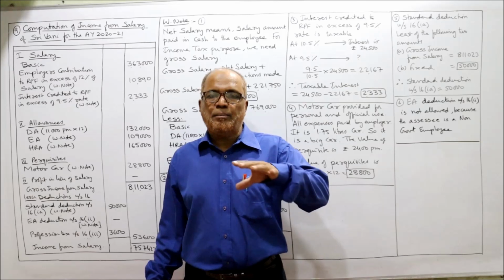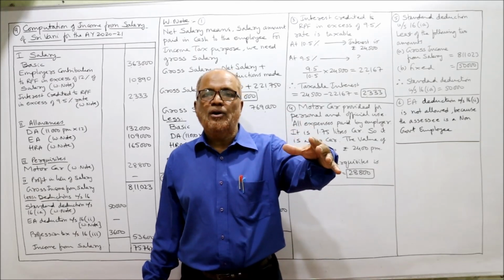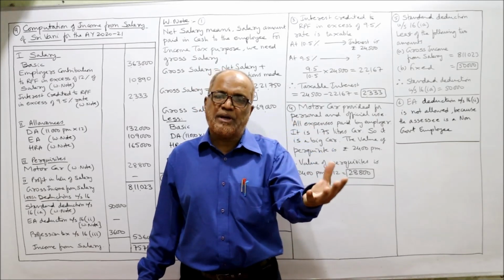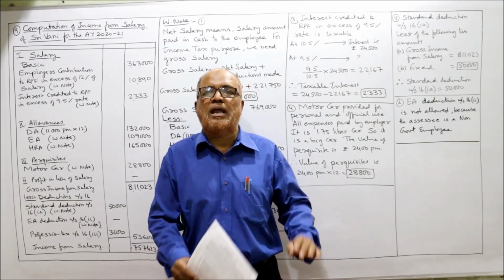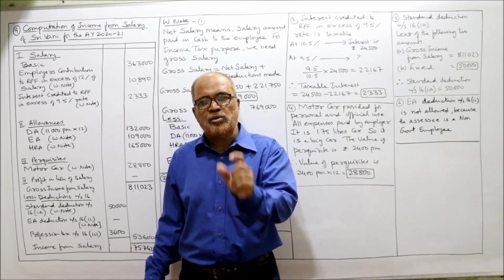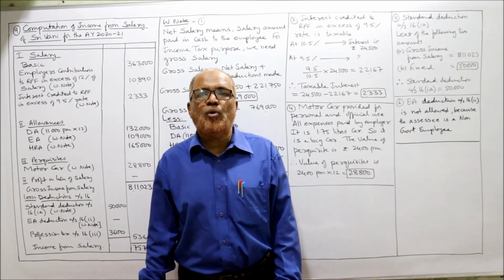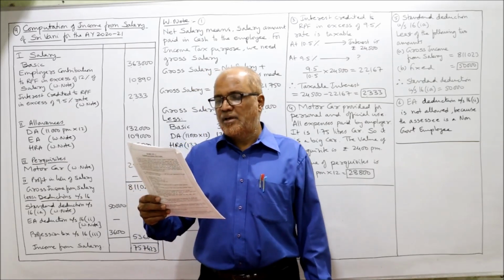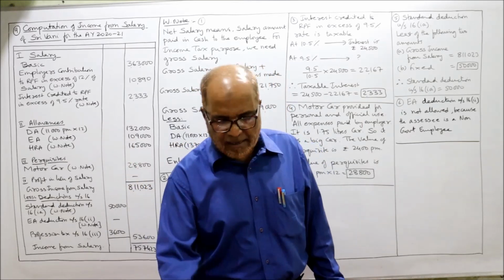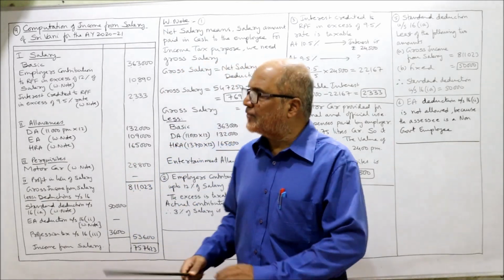A big car given by the employer to the employee for both official and personal purpose, and all expenses paid by the employer. In that case, the value of the perquisite is 2,400 per month. Now, compute the income from salary. That's all. Now, see carefully.